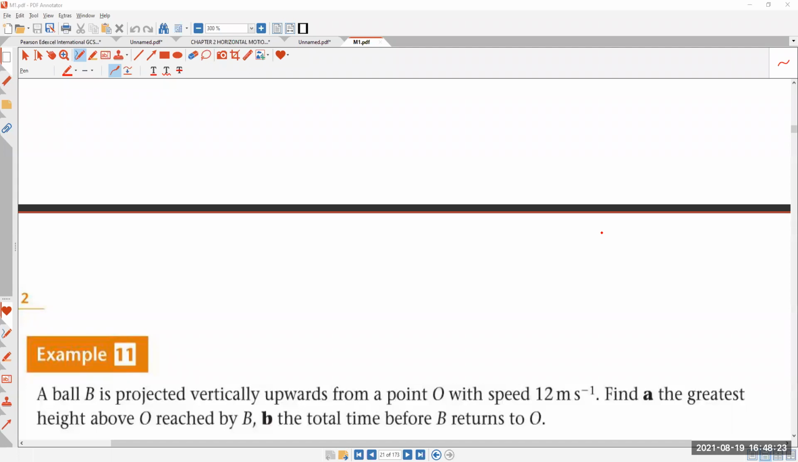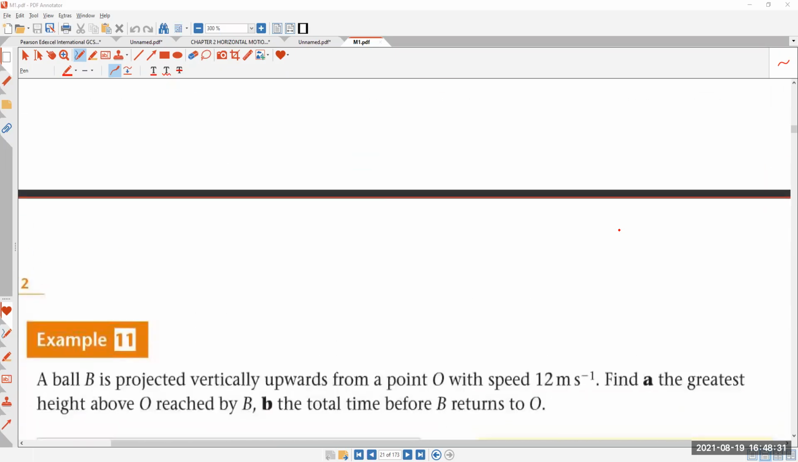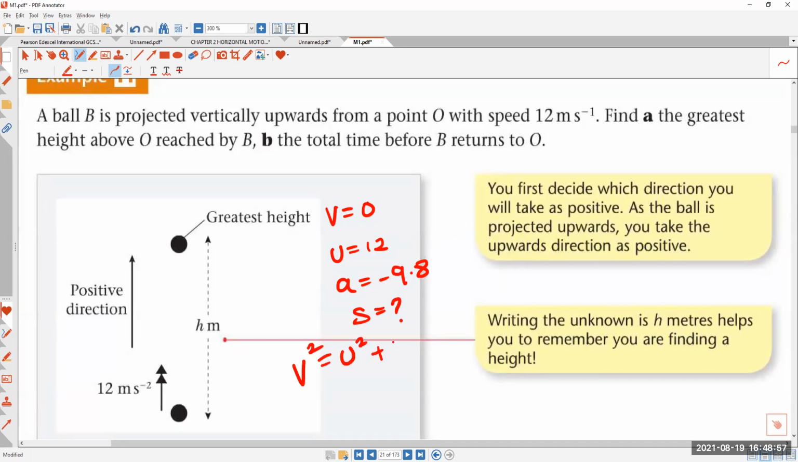Example 11 seems to be a bit easier for us to do. Ball B is projected vertically upwards with a speed of 12 meters per second. So this is your speed. When you reach the greatest height, remember that at the greatest height your final velocity is 0. So we know the initial velocity is 12, the final velocity is 0. It's going upward, so acceleration is going to be 9.8 in magnitude, and s is the question mark. So we use the formula v squared equals u squared plus 2as to get the answer.